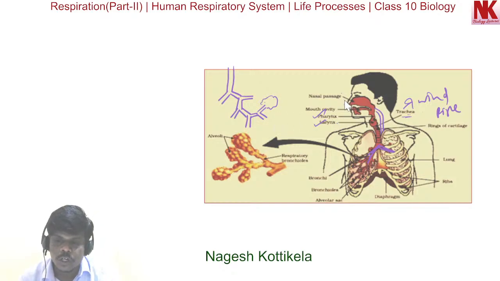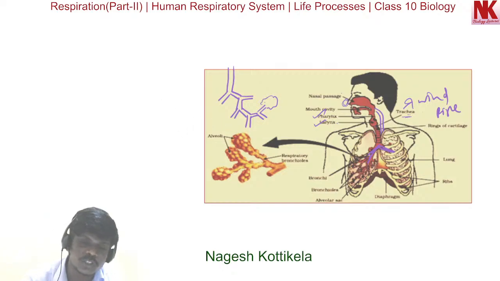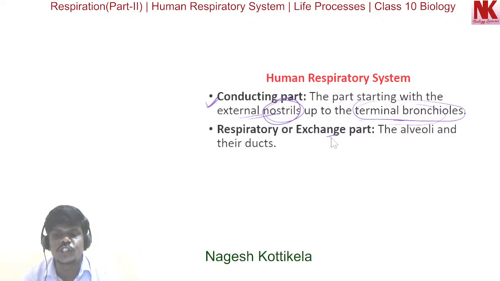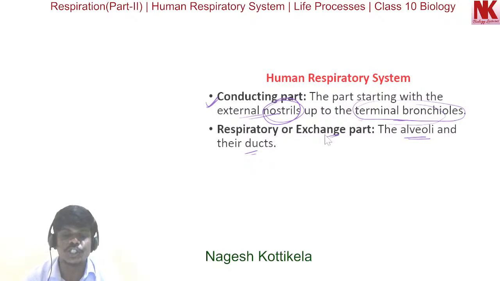From nostrils to the terminal bronchioles, in all this part of the respiratory system the air is passing, and hence it is the conducting part. Now the respiratory or exchange part is the alveoli and their ducts. Alveoli and their ducts are the exchange part or the respiratory part. Here the gaseous exchange takes place.